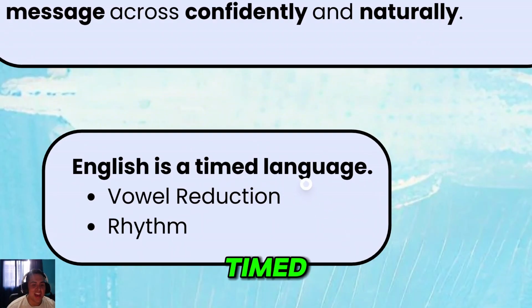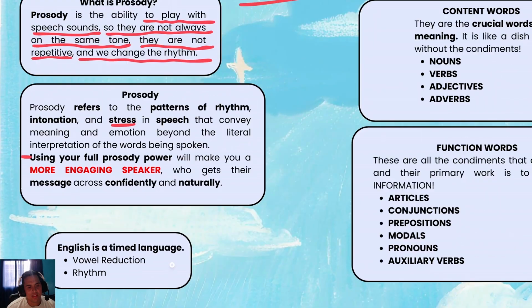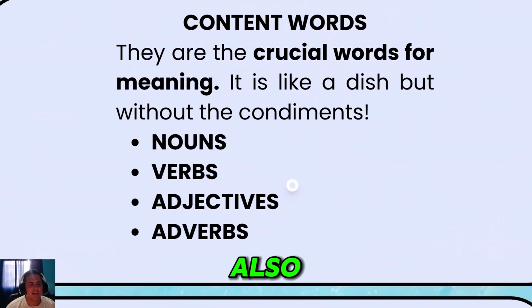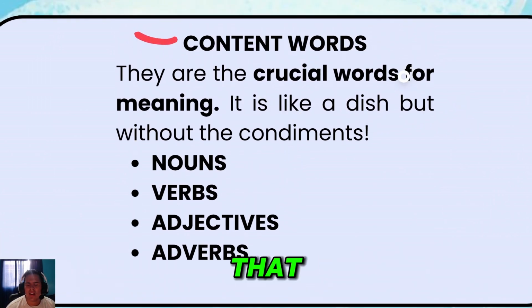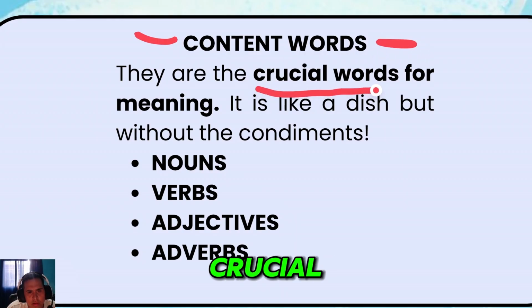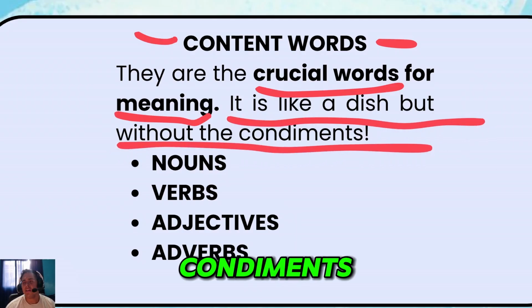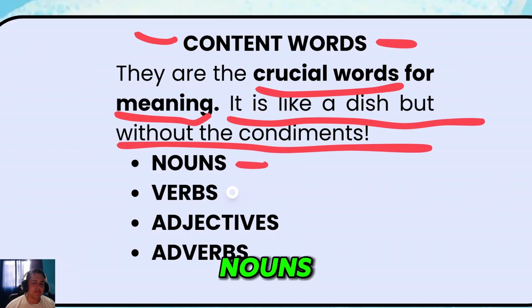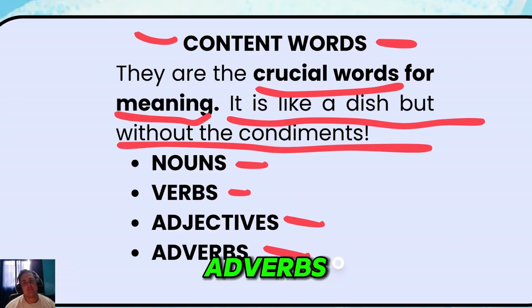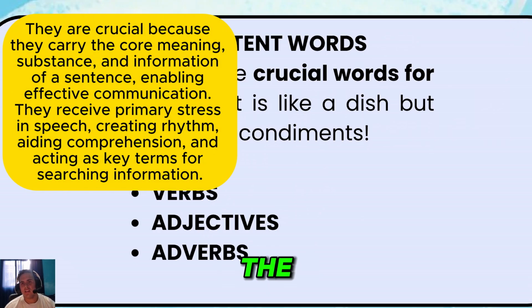English is a timed language. Vowel reduction, rhythm. And then we also learned about the content words. What are content words? They are crucial words for meaning. Every content word has a meaning itself. They can stand alone, so it is like a dish but without the condiments. So we have the nouns, the verbs, the adjectives, and the adverbs. That's why it's so important to know about the content words and the function words.